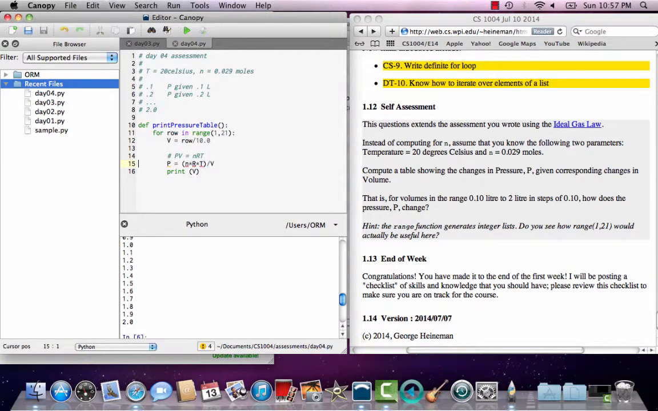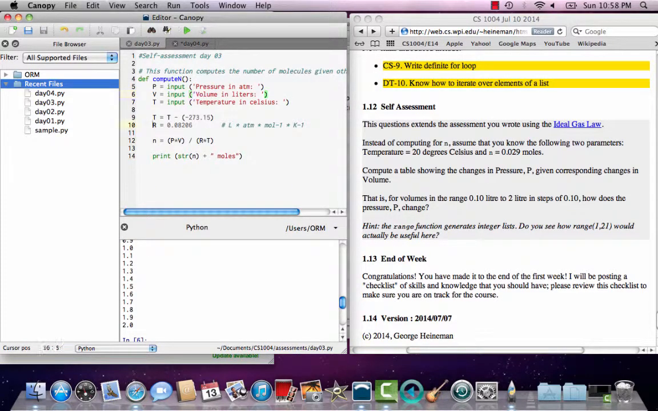Now if I have all these constants defined, that is, I assumed that n was 0.29 moles, and I assumed that the temperature was equal to 20 degrees. And again, this is in Celsius, so I have to add the absolute zero constant we've talked about before to convert this into Kelvin. So now I have the n. I don't yet have R. R is going to be that special constant that I need to have. I'll just copy it from here.